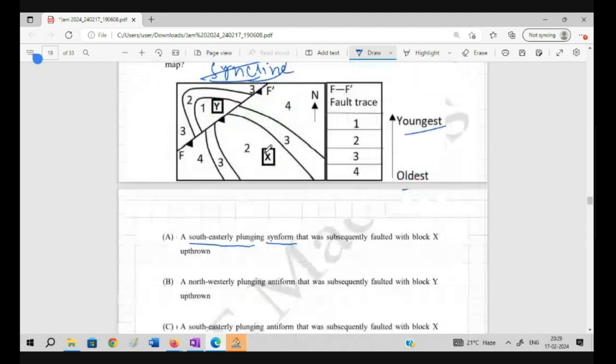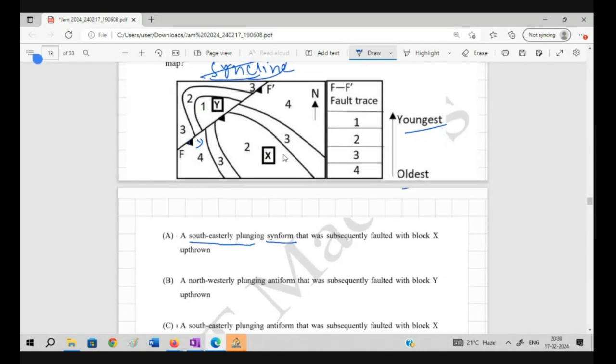Now let's see about the fault. Here it is a fault, you can see, and there are two blocks, block X here and block Y here. The dip direction of the fault is towards this side, which means this block is the hanging wall. Block X is your hanging wall and block Y is your footwall. Y is the downthrown.